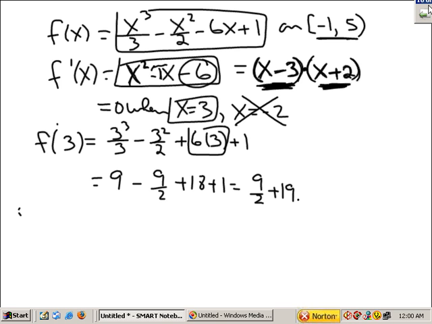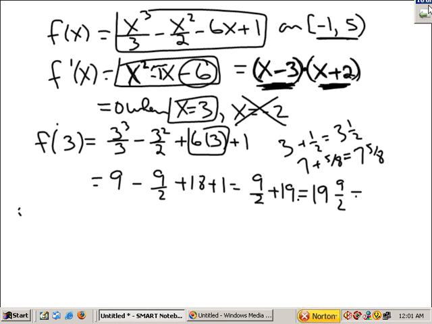9 over 2 plus 19 is the same as 19 plus 9 over 2, which is 19 plus 4 and a half, 23 and a half. But now, let's write this as an improper fraction. 2 times 19 is 38 plus 9 more, 47 over 2. That's 23 and a half.